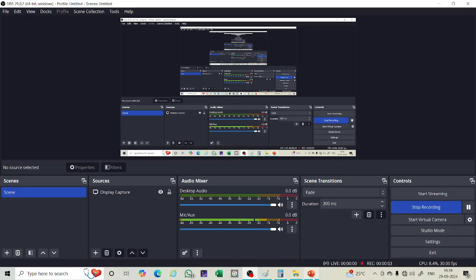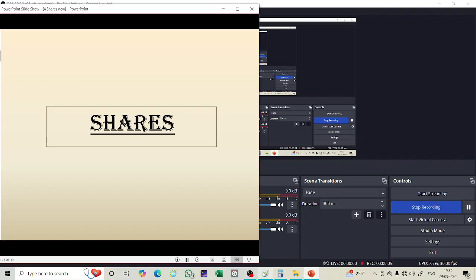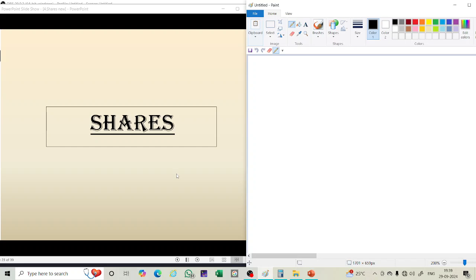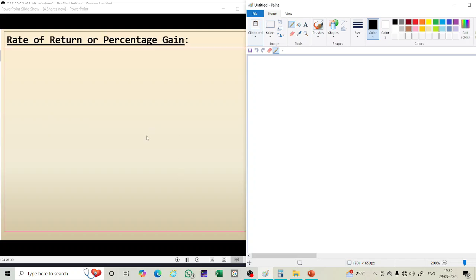Students, today we will discuss our topic, shares, and under shares we will discuss information about rate of return and percentage gain.